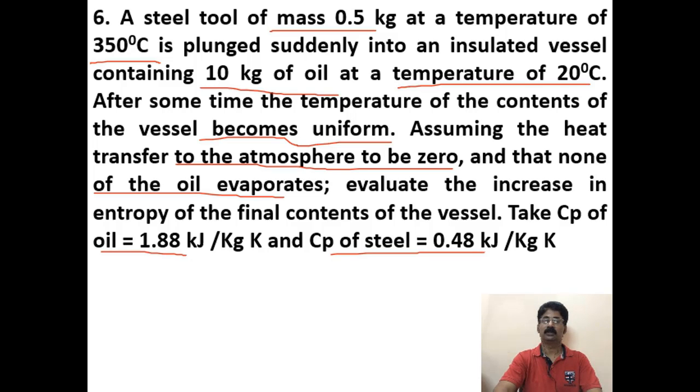Okay. So two different substances. One is oil and one is steel. Steel having mass of 0.5 kg. It is hot steel which is at 350 degrees Celsius, a very hot heated steel piece, plunged into 10 kg of oil which is at 20 degrees Celsius. So steel is 0.5 kg and oil is 10 kg, temperature is different and Cp values are given similar to the previous problem, only thing is two different substances.